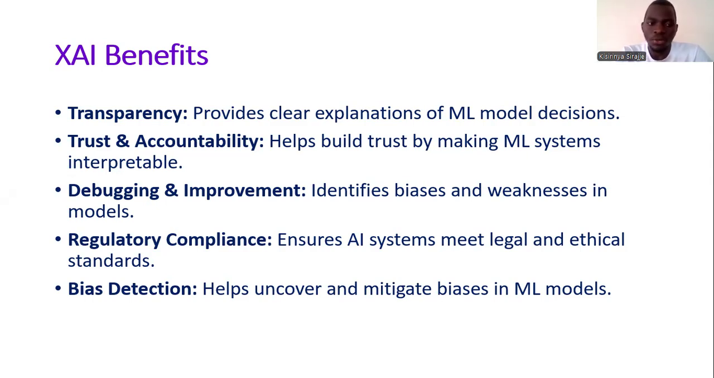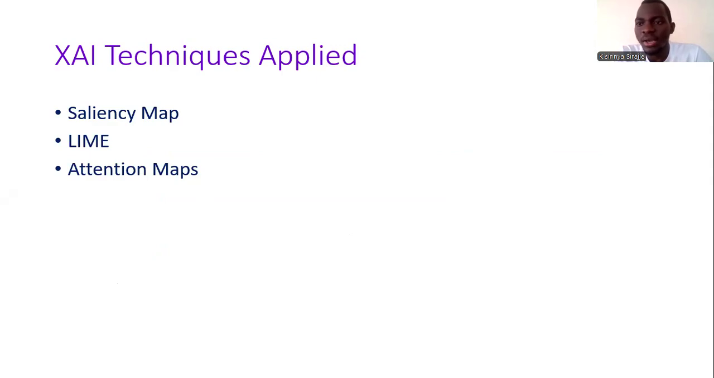And it also helps in bias detection, that is, it helps to uncover the biases in the models. Like you might have developed a model that is performing well, but again, it has some biases when implemented on the data. And these are the techniques I applied. I used saliency map, LIME, and attention maps. My dataset is an image dataset. That's why I chose these ones.